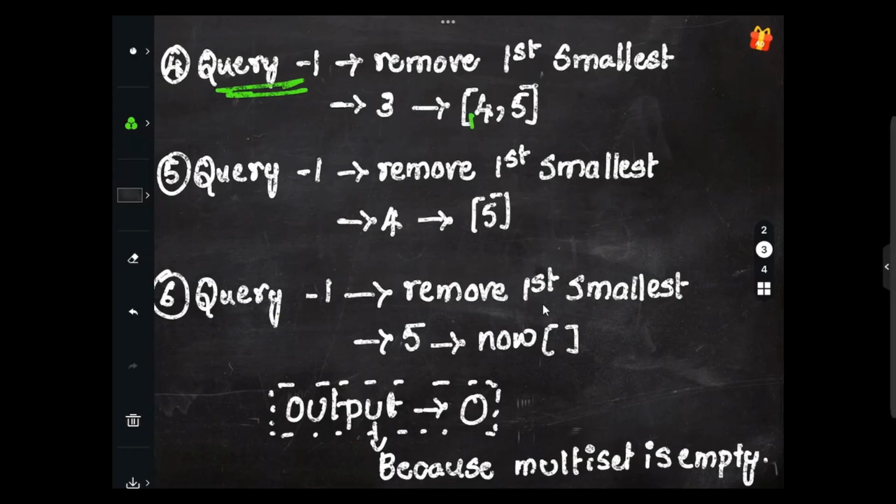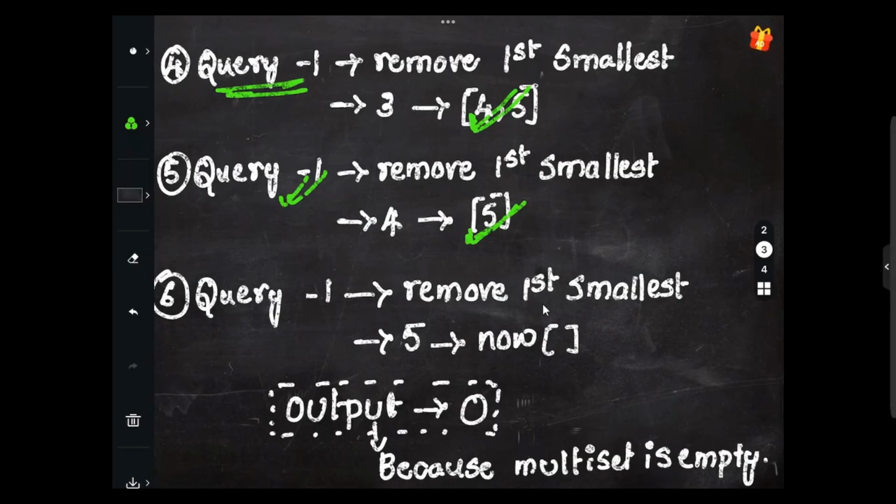We are left with 4, 5. Again we'll move on with the next step. We have 4, 5 in the array. We will remove the first smallest again. So 4 is the first smallest element now. So we are left with the element 5, and we will remove the first smallest again.